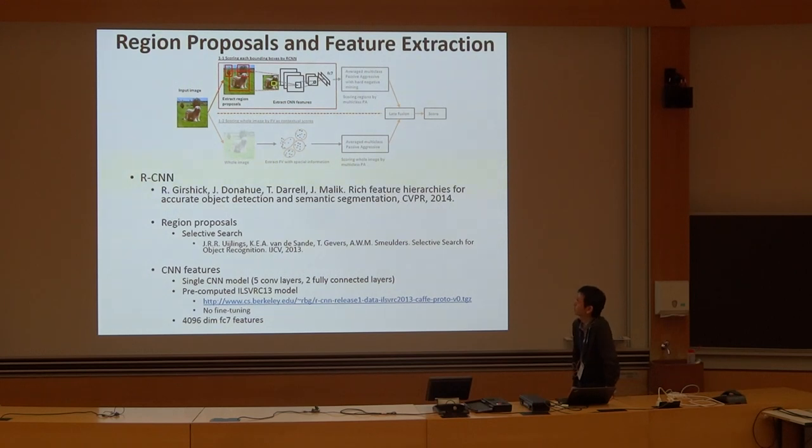Okay, first, I explain the region proposal and the feature extraction. This is not new. We are just using the R-CNN software. We use it in the default setting. We use selective search for the region proposal. And for the CNN feature, we use only a single CNN model, a pre-computed ILSVRC13 model. We didn't retrain this model, and we didn't fine-tune this model. We extract the feature from the FC7, so we use about 4,000 features for our system.